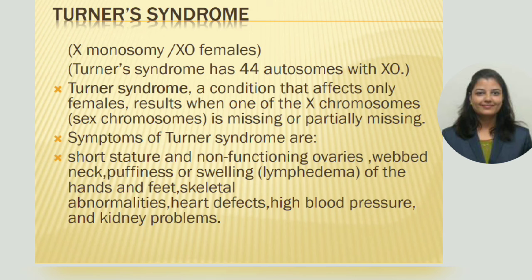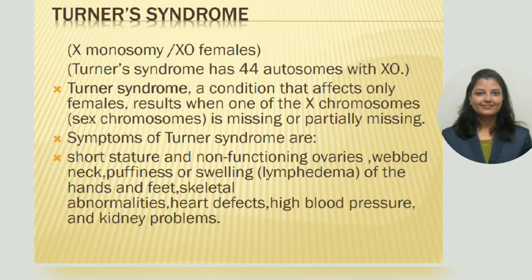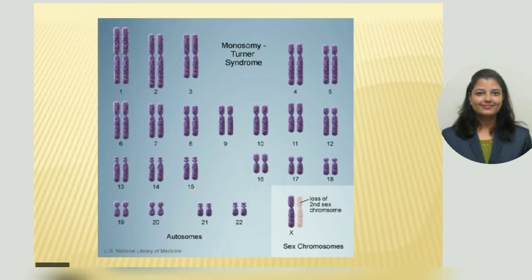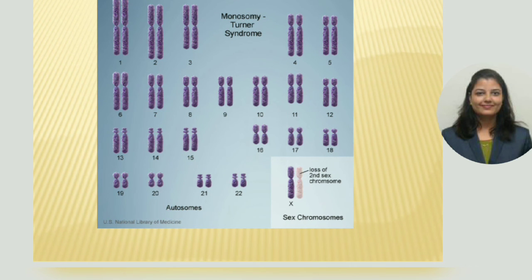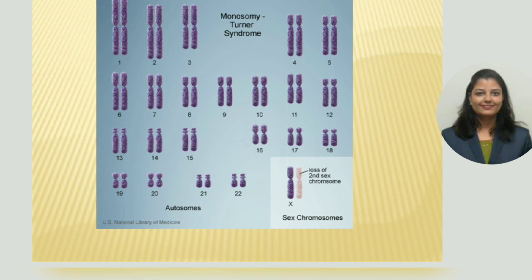So here you can say that Turner syndrome is only related to females, where a sex chromosome is missing or partially missing. In this diagram you can see in the last square there are 2 chromosomes, but only one purple chromosome, which is the X chromosome. The second chromosome is colorless, which shows the loss of the second X chromosome, that is, the partial loss of that chromosome, which causes monosomy or Turner syndrome.